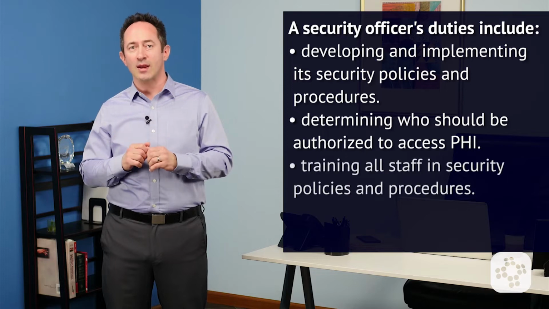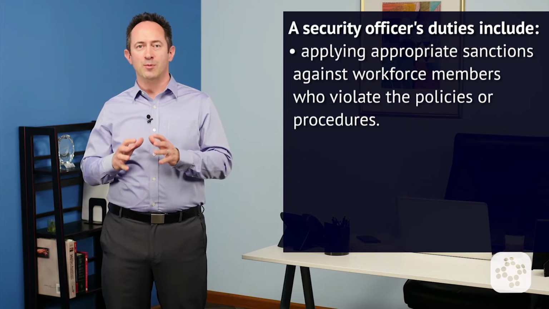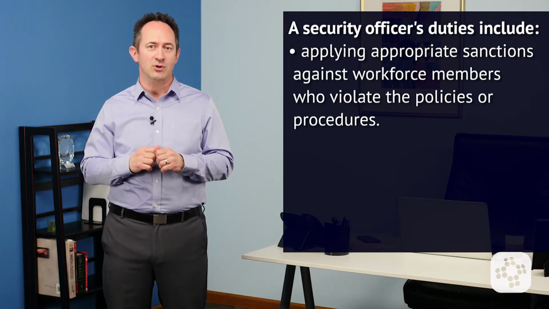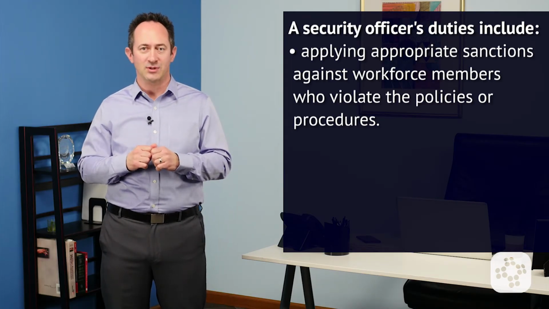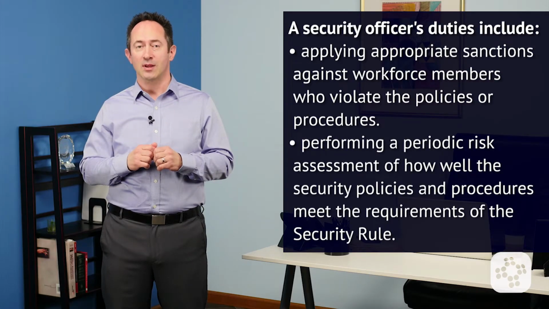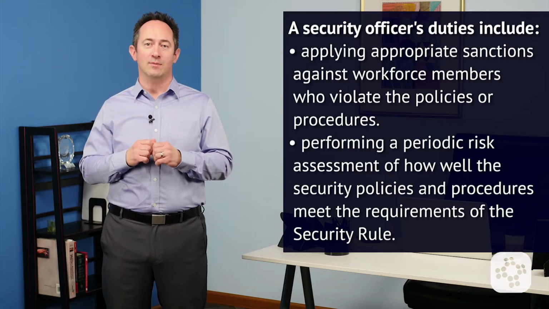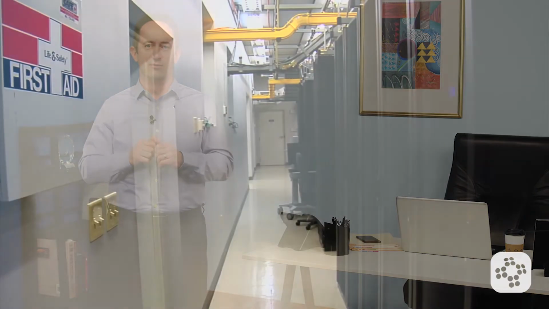They should also train all staff in security policies and procedures and apply appropriate sanctions against workforce members who violate the policies or procedures. They should also perform a periodic risk assessment of how well the security policies and procedures meet the requirements of the security rule. An example of administrative security would be allowing only the office manager to send PHI in electronic form.